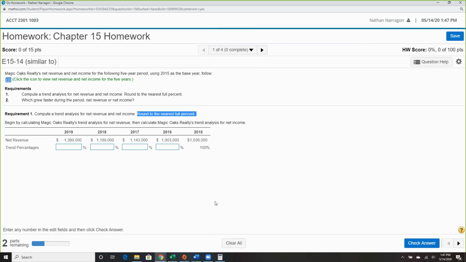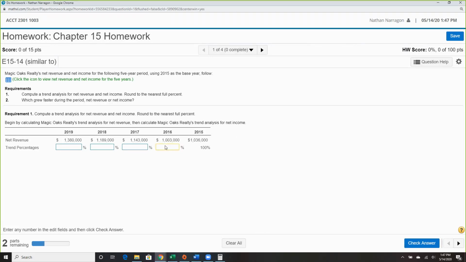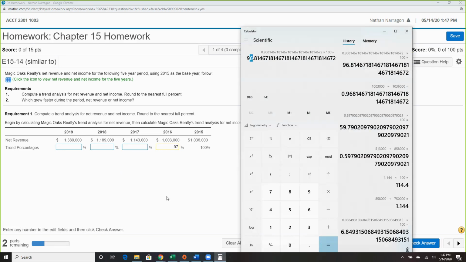Not bad. So, nearest full percent, since this is a 6, next is an 8. Again, rounding, we round up. So mine will be 97%. Again, your numbers may be a little bit different, but the concept is still the same. Again, I'm going to go through all of these. It's just the same process.